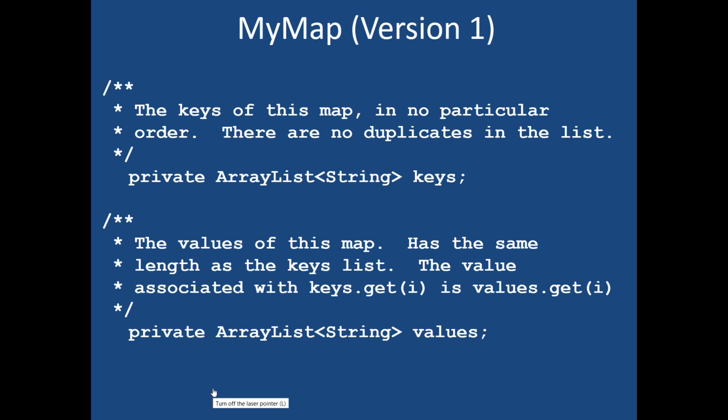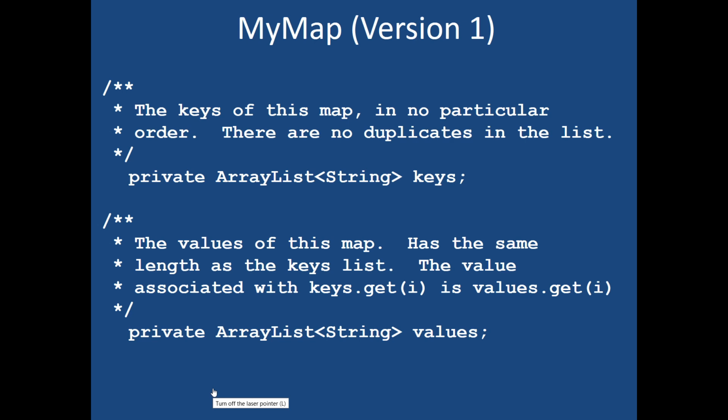Okay, so last time we were in the middle of implementing a map class of our own, which I call MyMap version 1. It's a stripped down version of a hash map or a tree map in terms of the methods provided. There's a method to add a key value pair, a method to look up the value associated with a key, and a method to remove the key value pair from the map. And this is the representation that we came up with. The idea was that we would have 2 array lists of strings.